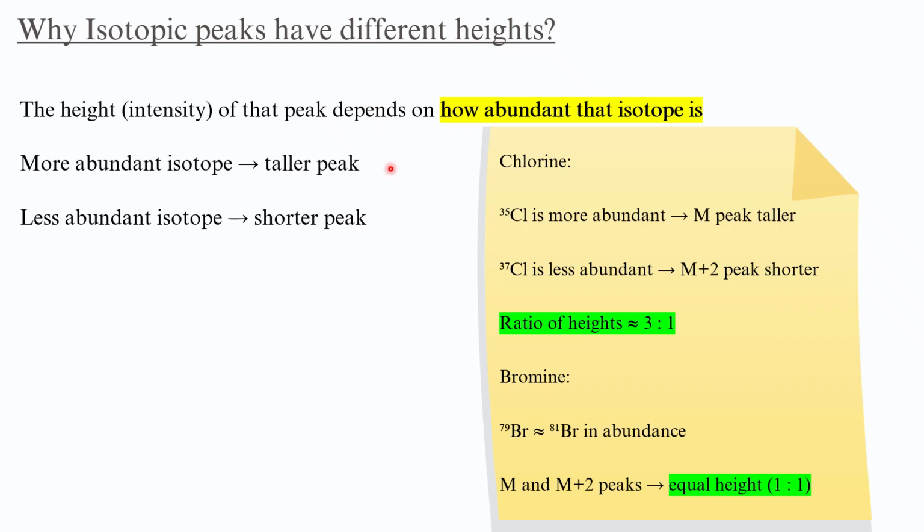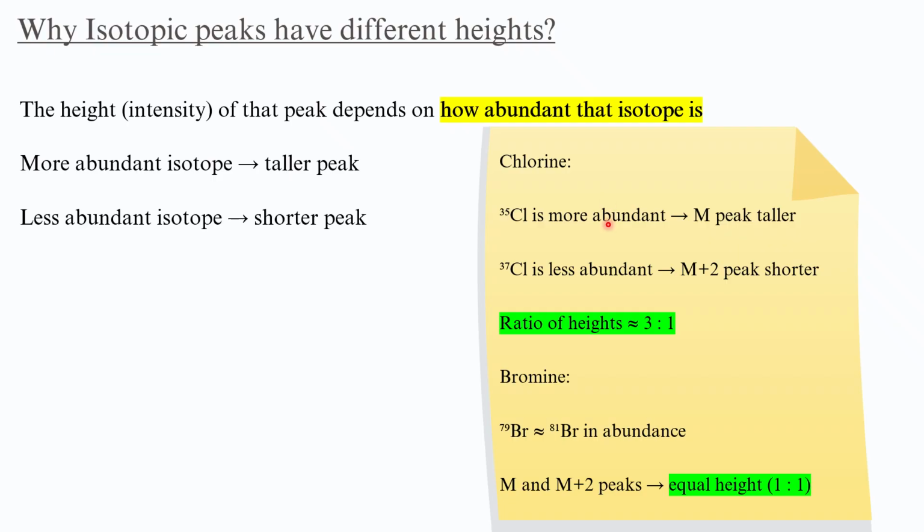Now let us understand why there is a difference in height, because in the previous slide we have seen that in the mass spectrum we have two peaks. One was due to the molecular ion, another was due to the halogen isotope. But I can see that there is a difference in height. Well, that difference in height is due to the abundance of that particular isotope. If the isotope is more abundant, it will give a taller peak. If the isotope is less abundant, the peak will be shorter. So this is the reason why we get the difference in the height of the molecular ion peak and its isotopic peak.